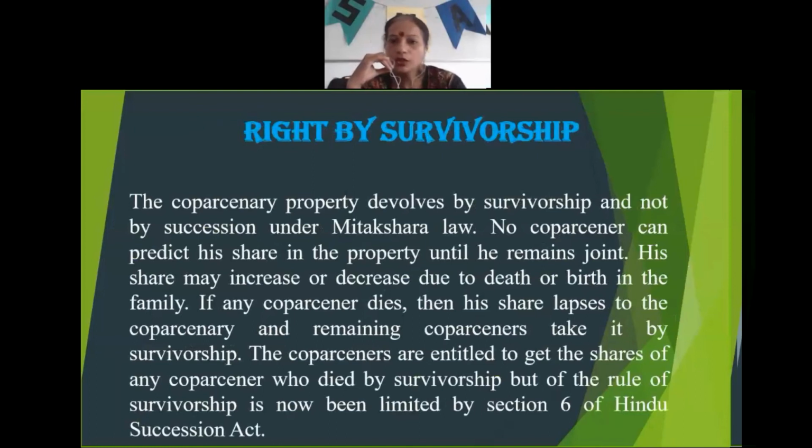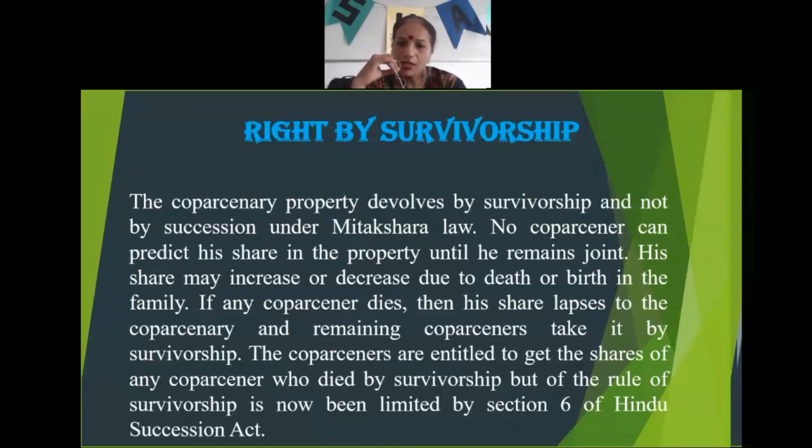Next is the right by survivorship. The coparcenary property devolves by survivorship, as we know, and not by succession under Mitakshara law. No coparcener can predict his share in the property until he remains joint. His share may increase or decrease due to death or a birth in the family. If any coparcener dies, then his share lapses to the coparcenary and the remaining coparceners take it by survivorship.